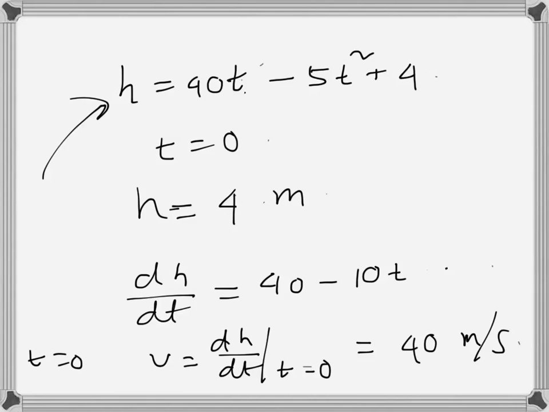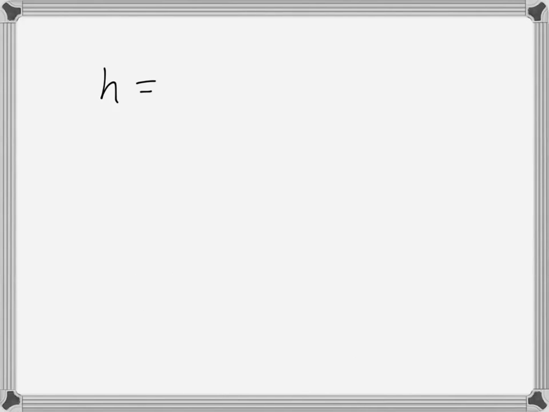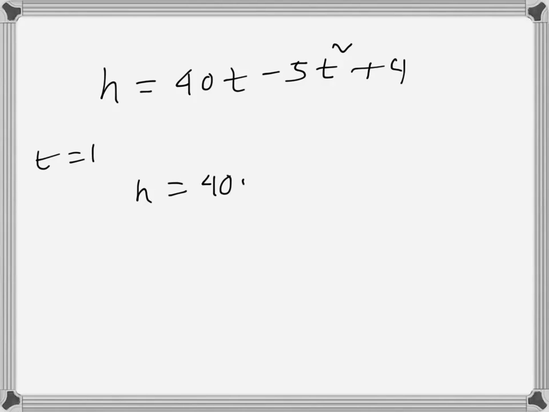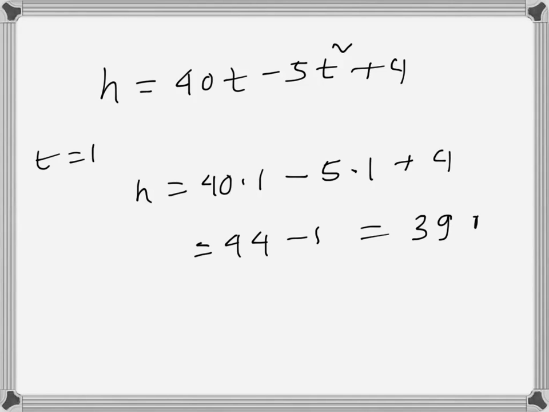To find the height after 1 second, I just plug in this one, 40t minus 5t square plus 4. So when t is equal to 1, h becomes 40 times 1 minus 5, 1 square is also 1, plus 4. So that's 44 minus 5, which is 39 meter. So that's the height after 1 second.